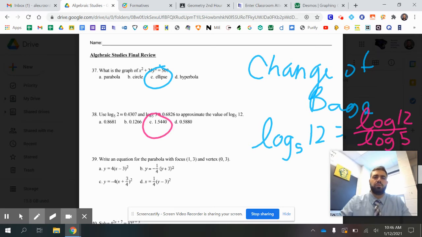There we go. And so 1.5440 is essentially what it rounds to as well. Okay, number 39. Write an equation for a parabola with focus (1, 3) and a vertex of (0, 3).